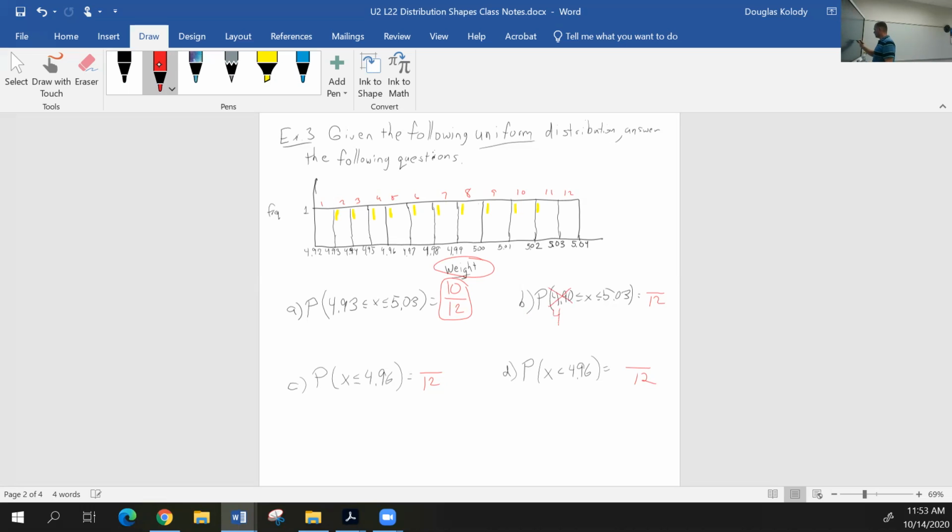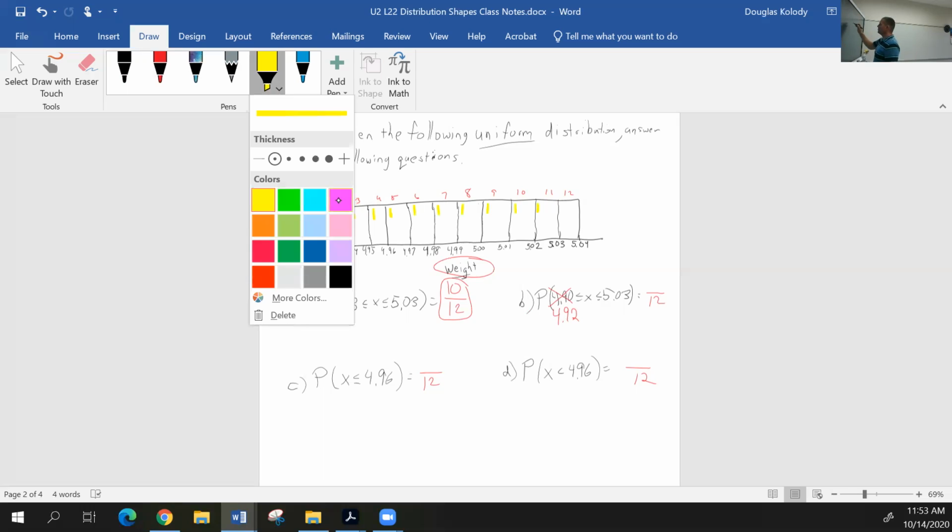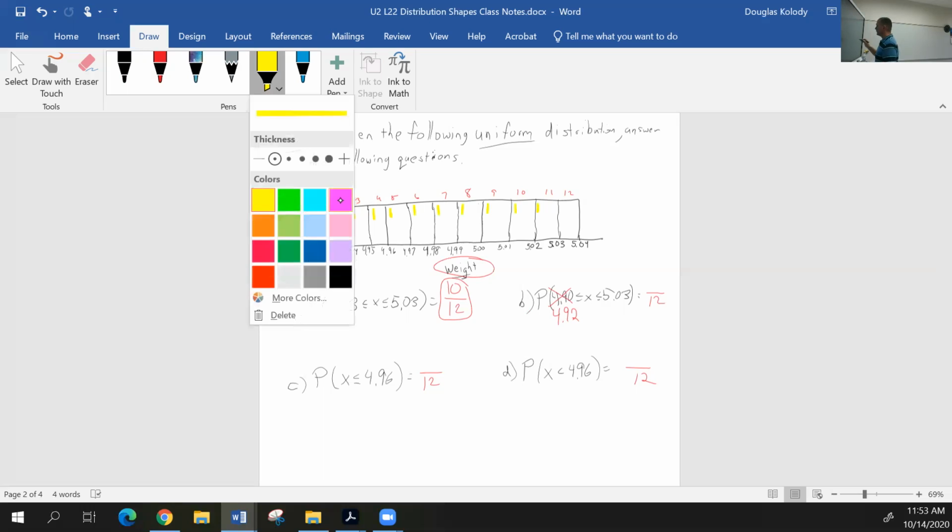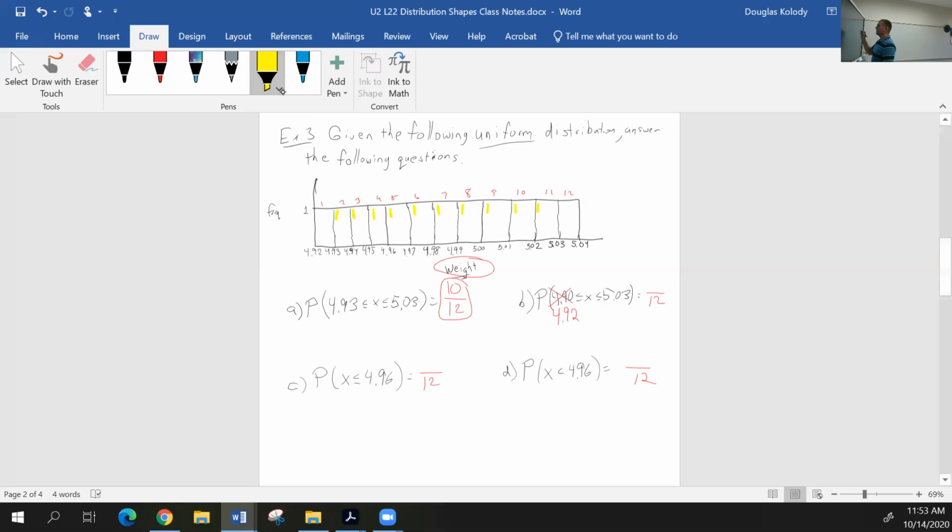All right. The lightest weight is 4.92. Let's call it grams. All right. Let me use a different color highlighter now. Let's use purple. Okay. Actually, did it change? There we go. Is it going to change? Oh, might not change. All right. Well, if it doesn't change, let me just do it down here then. 1, 2, 3, 4, 5, 6, 7, 8, 9, 10, 11. There's 11 weights from 4.92 to 5.03. So that's 11 out of 12.